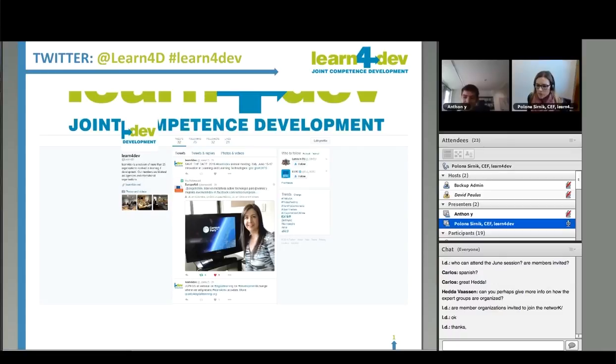Regarding the expert groups, it is foreseen that representatives of at least 3 different member organizations are part of the expert group, which means that at least 3 organizations should express interest to work on a common thematic challenge, or more. This is regarding the membership of the expert groups.